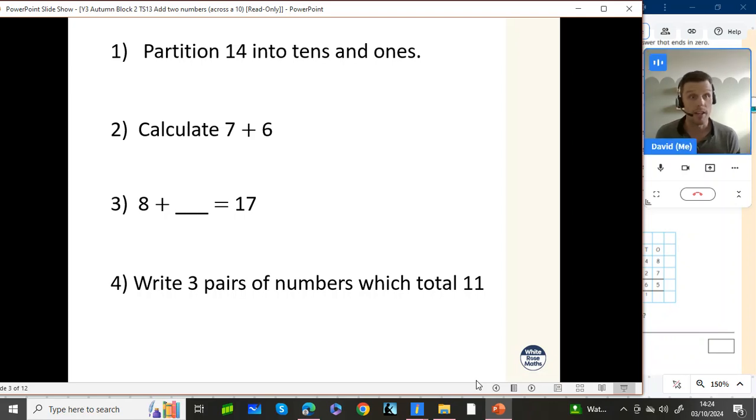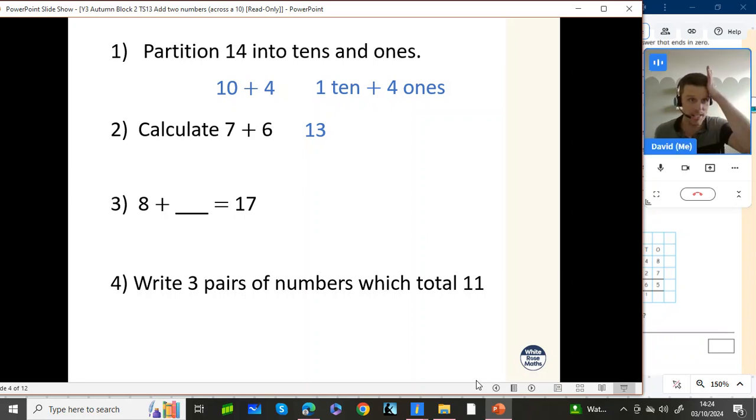So here are the answers to these warm-up questions. So if you partition 14 into 10s and 1s, you get 10 plus 4, which is the same as 1 10 and 4 1s. For question 2, calculate 6 plus 7, or 7 plus 6, and the answer is 13. For question 3, what do we add to 8 to equal 17?